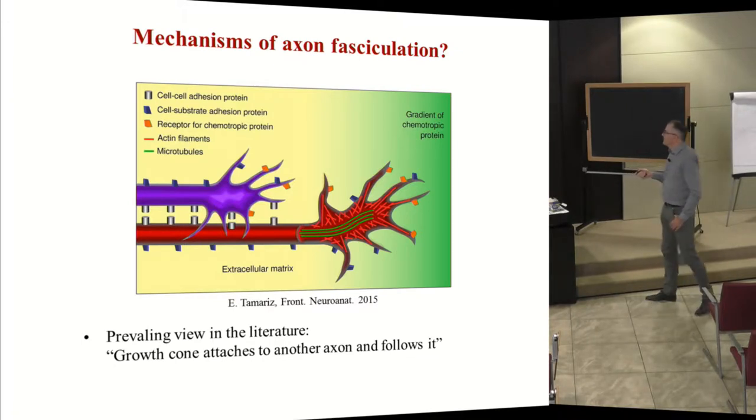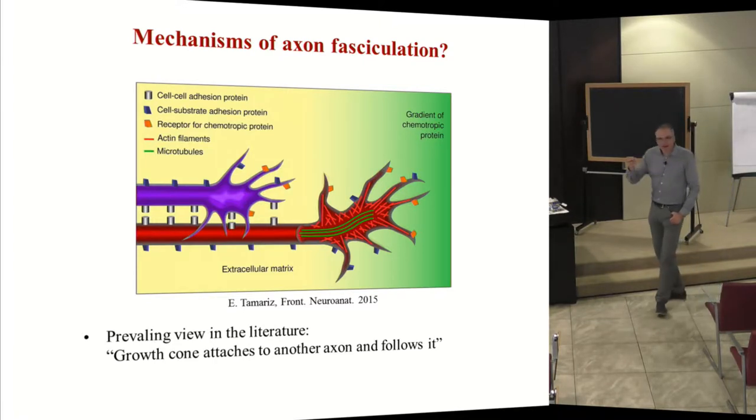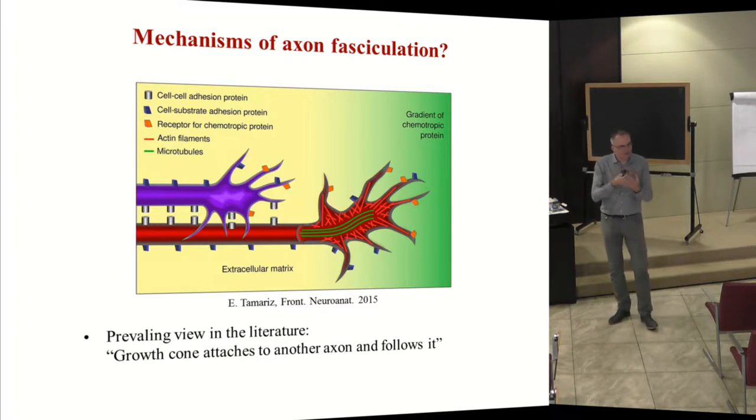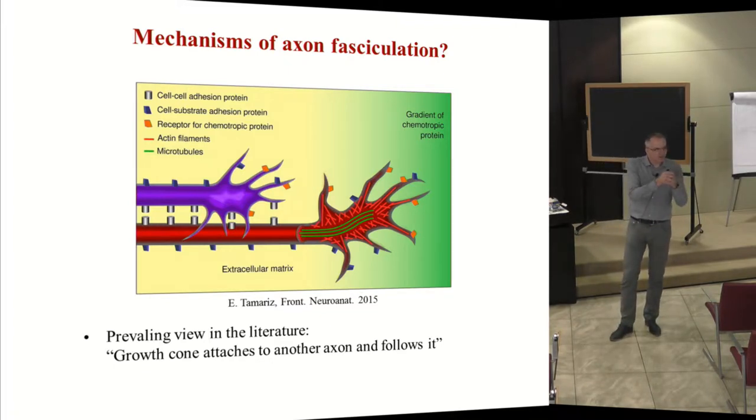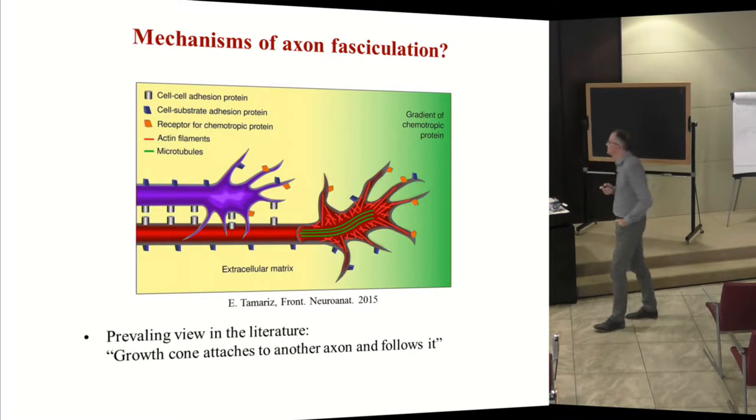And this is actually a picture from a review paper, which sort of shows the prevailing view in the biological literature of how fasciculation happens. The growth cone attaches to another axon and follows it, right? So for a biologist, basically the growth cone encounters another axon, and it somehow then makes a decision, I like it or I don't like it, okay? And if yes, I will latch on it and I will follow, and therefore the axon shaft behind the second growth cone is linked to the axon on which it's growing, okay? That's really the very prevalent biological view.